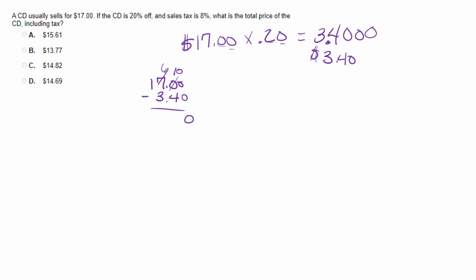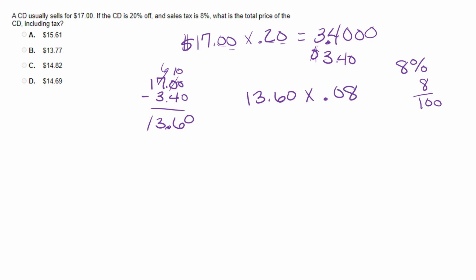So 10 minus 4 is 6. Bring down my decimal, and I do get $13.60. So now I'm going to take the $13.60, and I'm going to figure out how much tax is going to be charged to that. Now the sales tax is 8%. Okay, to find that out, it's 8 over 100. So that is the decimal is 0.08.